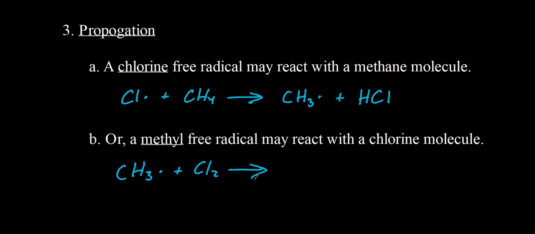What do you think the products are of this step? Well, we get substituted methane, so we have a chloromethane molecule. And once again, we end up with, in this case, a chlorine free radical. So we see each step in propagation, we form a new substance, but we also form another different free radical.